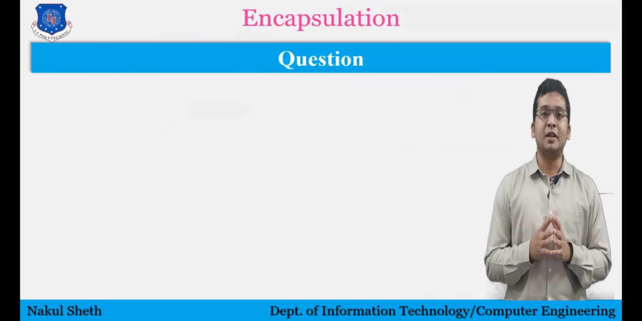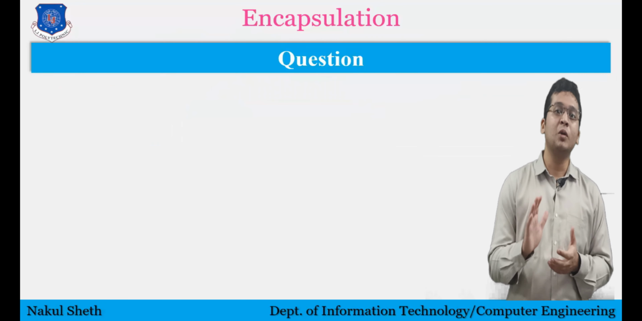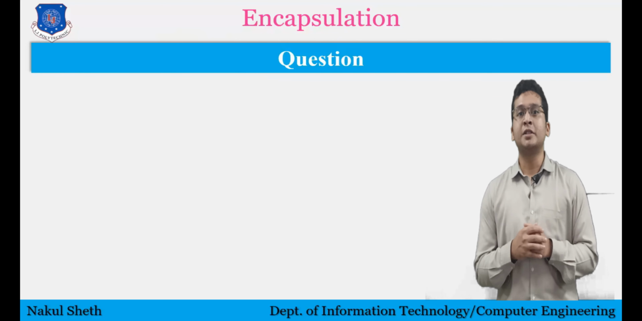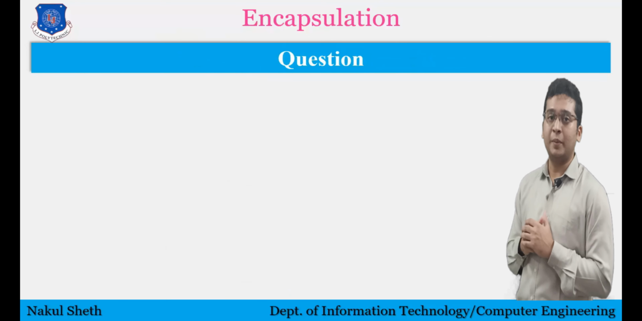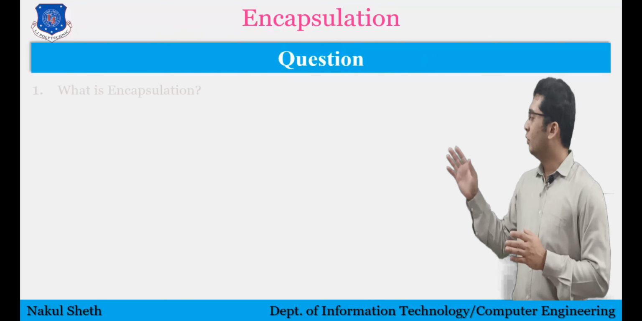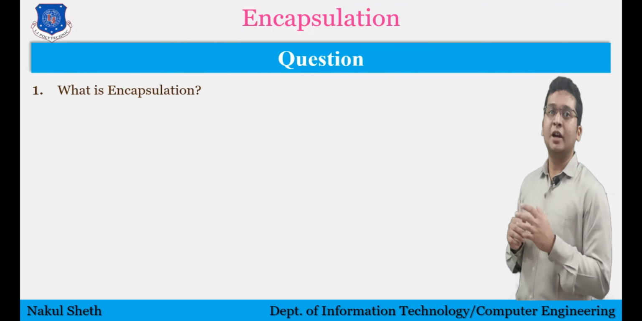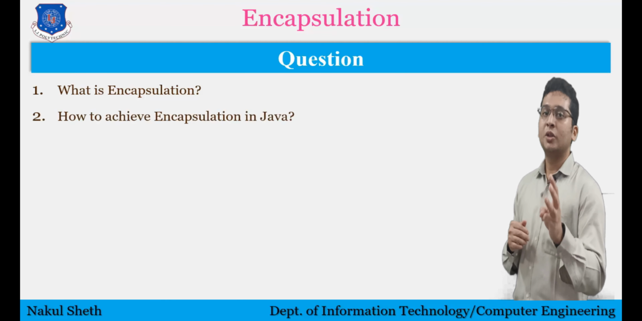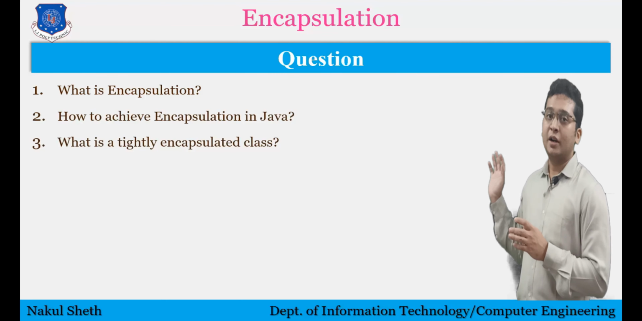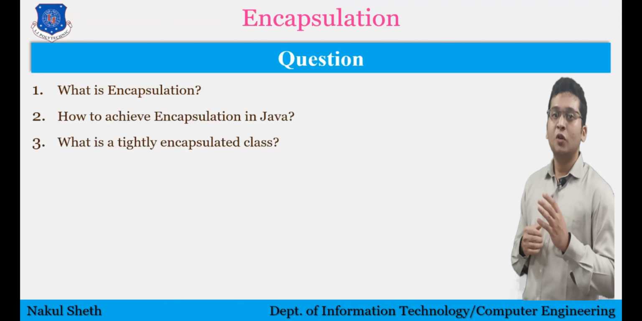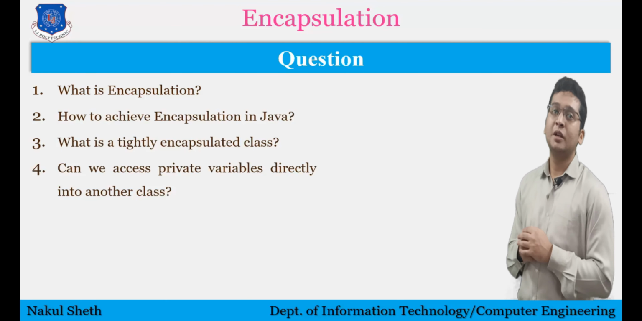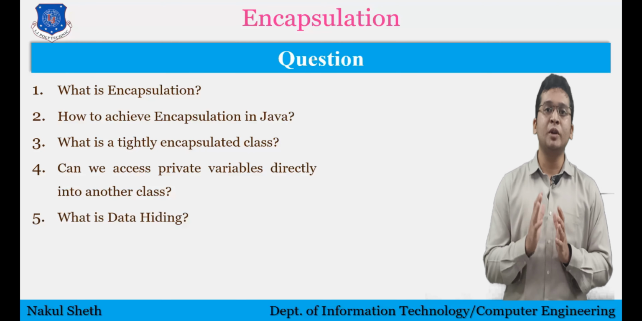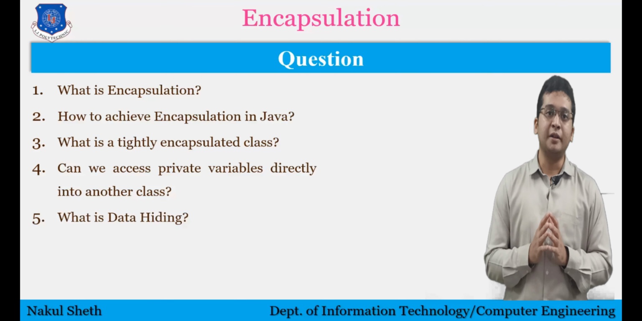So I hope you understand what encapsulation is and how to achieve encapsulation in Java. Now take a look at some important questions regarding this topic. First question is, what is encapsulation? Second question, how to achieve encapsulation in Java? Third question, what is a tightly encapsulated class? Fourth question, can we access a private variable directly from another class? And the last question is, what is data hiding?